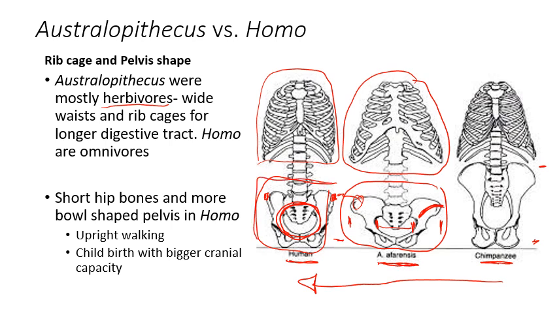This structure that we have in the genus Homo, so being shorter hip bones but a more bowl-shaped pelvis, allows for better upright walking. And it also means that that bowl-shaped pelvis is able to carry a child with a bigger brain capacity, and obviously make it a little bit easier to birth that child with a bigger brain capacity. We'll talk about that a little bit later as well.